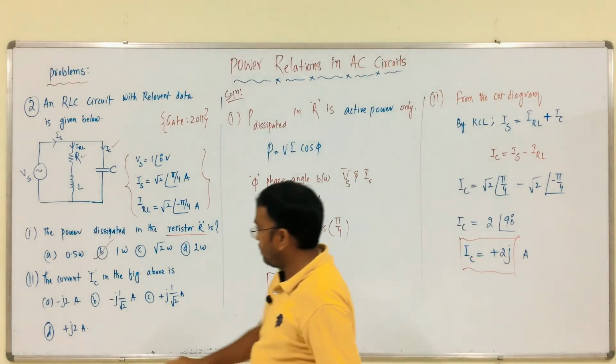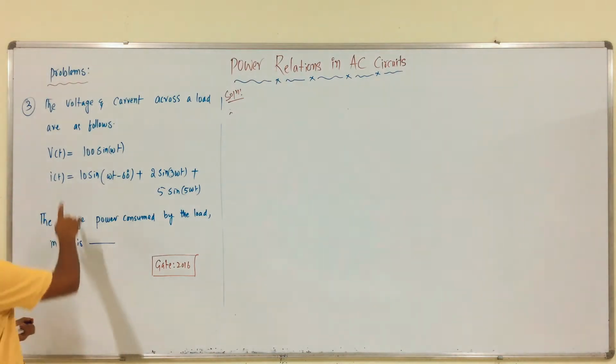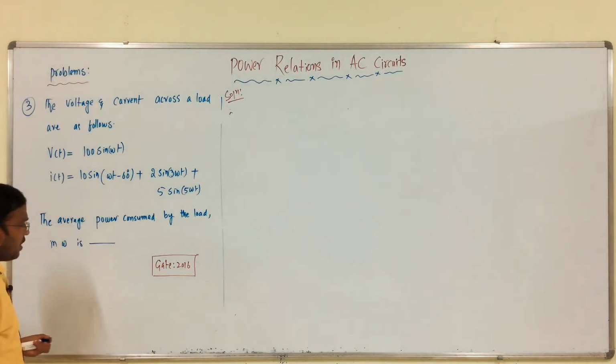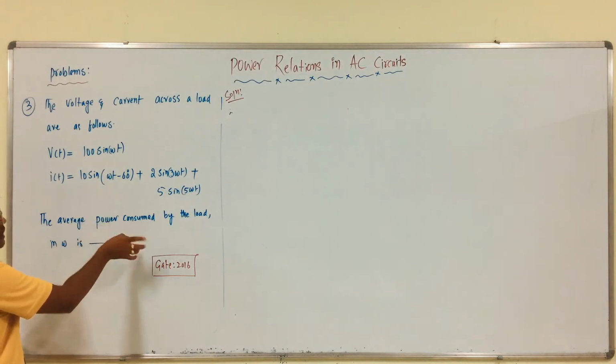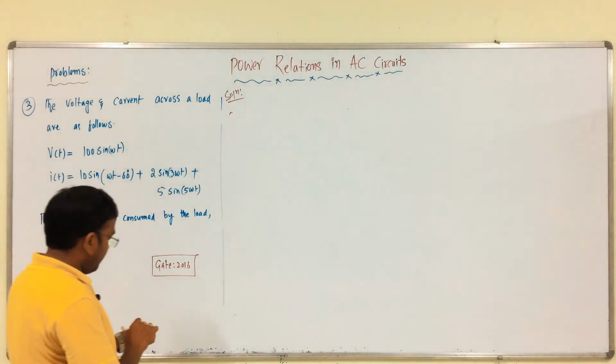This is option D. The voltage and current across a load are as follows. This is the value of voltage, this is the value of current. From this, we have to calculate the average power consumed by the load in watts. We have to calculate, right?